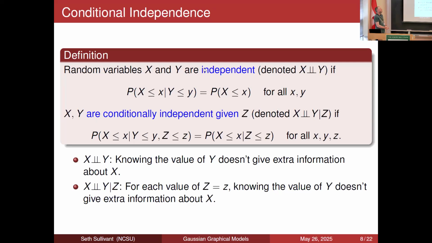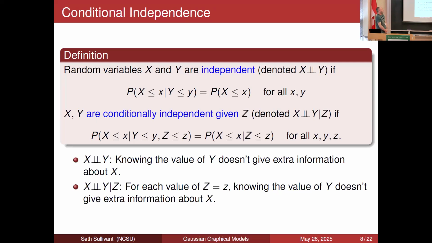Two random variables x and y are said to be independent, which is denoted by x double perp y, if the probabilities satisfy this formula: the probability that x is less than or equal to little x, given that y is less than or equal to little y, is just equal to the probability that x is less than or equal to little x.